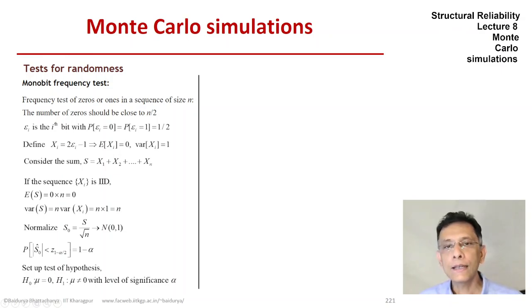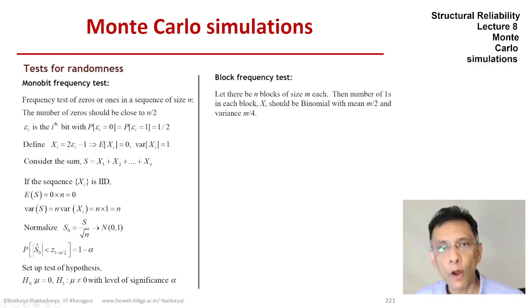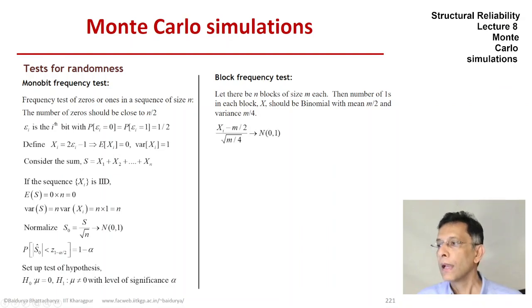We could extend this idea to blocks of size m. If we have several such blocks, each of size m, then in each block the number of zeros or the number of ones, if the epsilons are equally likely to be 0 and 1, would have mean m/2 and variance m/4.